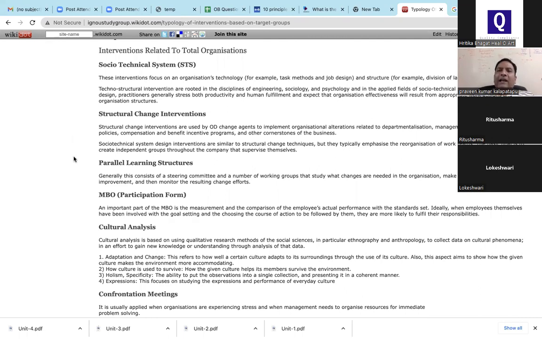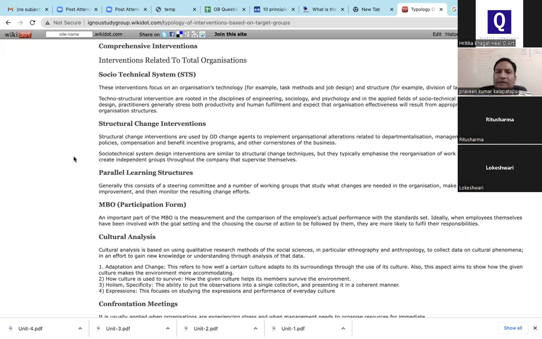Socio-technical structure. I think we read this even during the initial units, where we talked about job design. You are trying to design your job in such a way that it suits people's needs. So you are bringing together social aspects and technical aspects, and designing your jobs to be more effective, both for the organization and for the people. So these kinds of interventions are socio-technical systems. Basically, here you are aligning your structure and designing your jobs. Now the next one is structural change intervention.